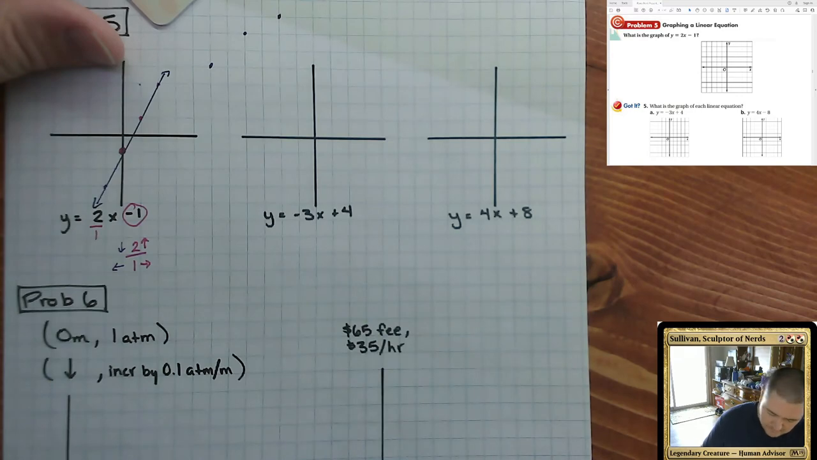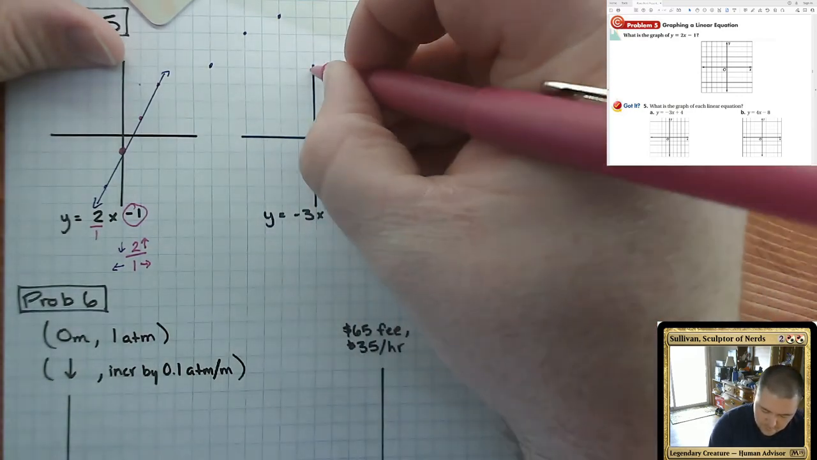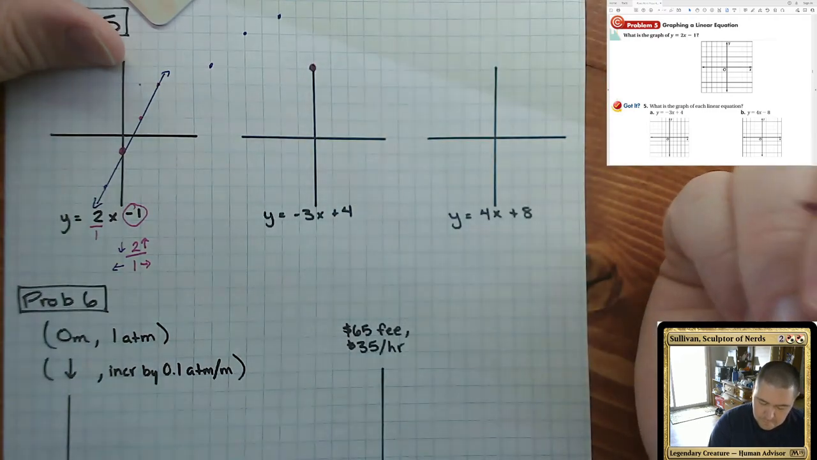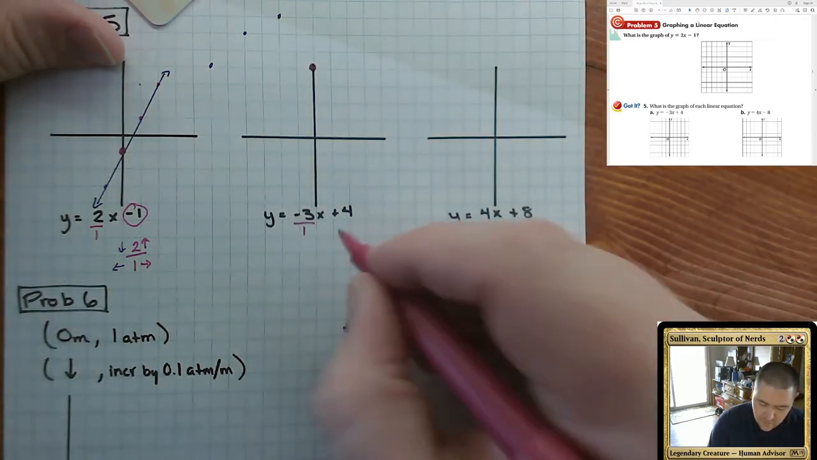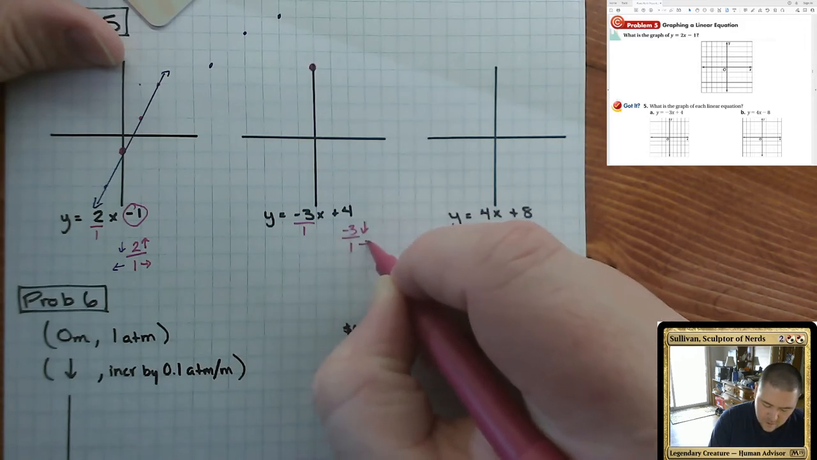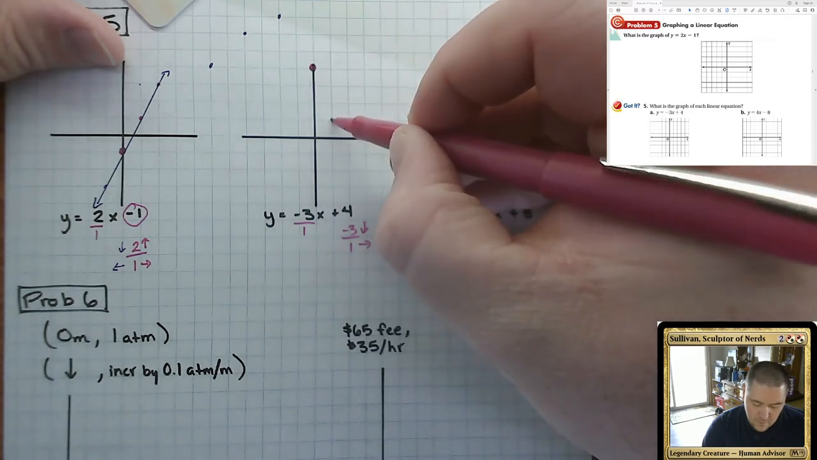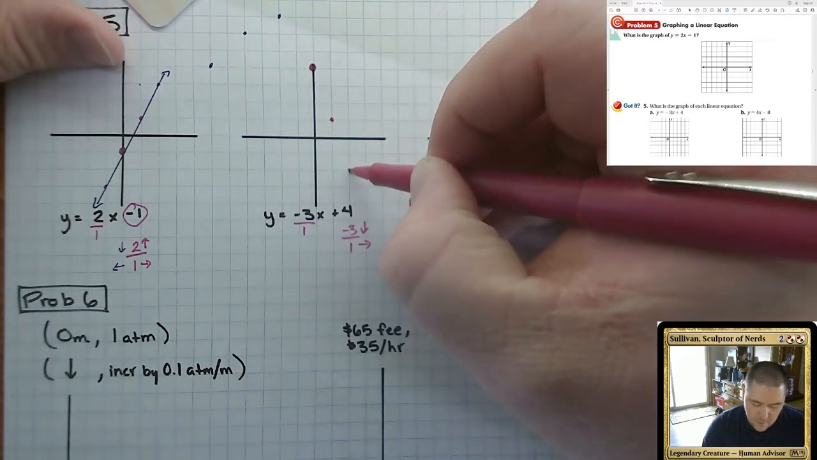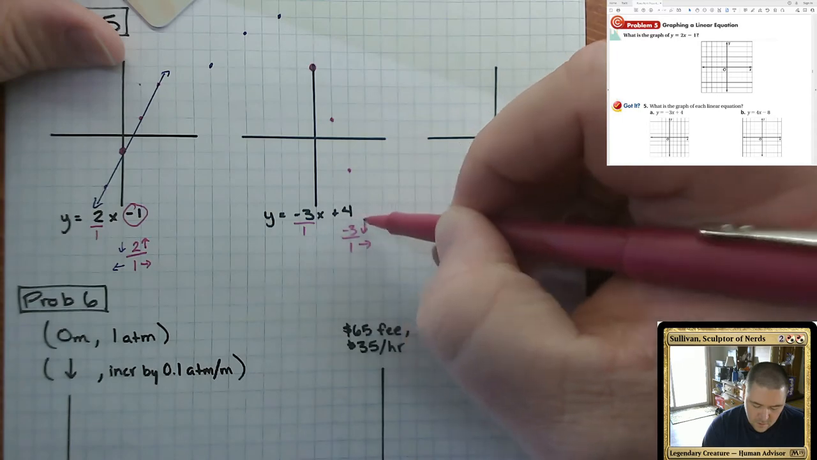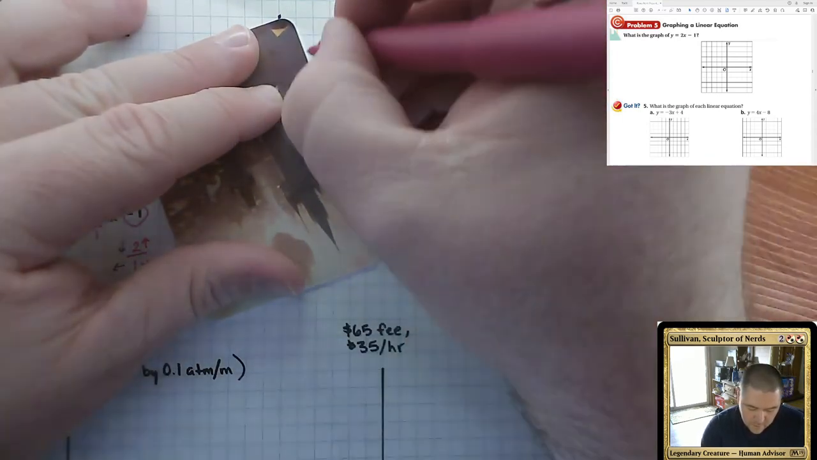We should be starting at 4. 1, 2, 3, 4. Slope is negative 3 over 1, so that's down and to the right. So from here, down 1, 2, 3, right 1. Down 1, 2, 3, right 1. Down 1, 2, 3, right 1. I had to go a little off-road, but now I got a really good line.